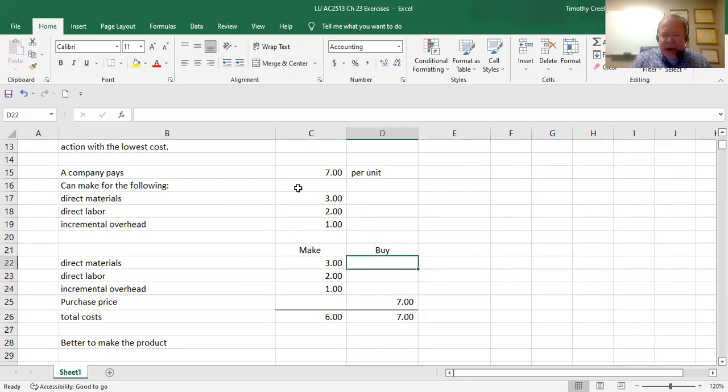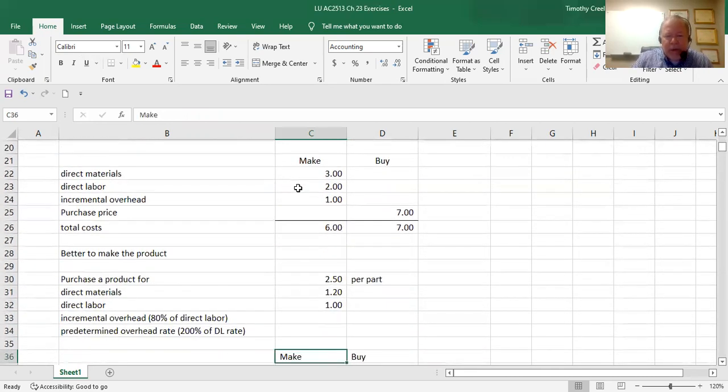Because if we decide to buy this product and not make it ourselves, there's going to be some overhead costs that are going to stay. That part of the plant, the equipment, there's just going to be some costs that don't go anywhere. And so we are only really concerned with the incremental overhead, which would be what costs go away if we decide to buy. Now, one thing that you'll see is that if you decide to buy, typically what costs go away are your variable costs. Notice direct materials, direct labor. And a lot of times, even your variable overhead would go away as well.